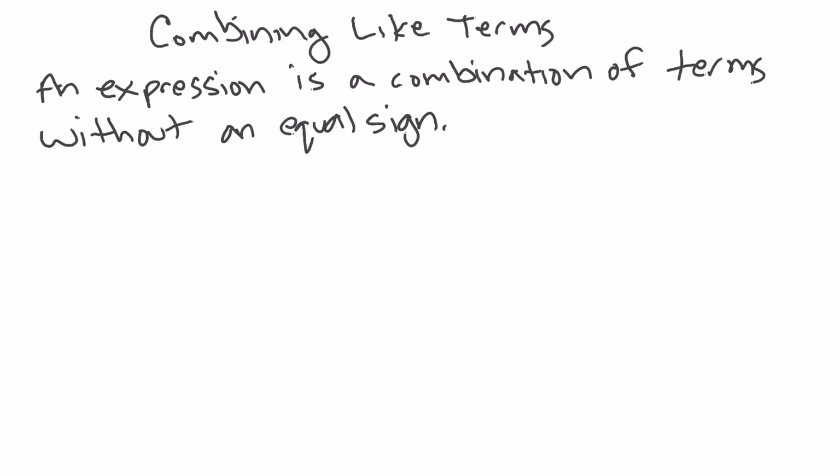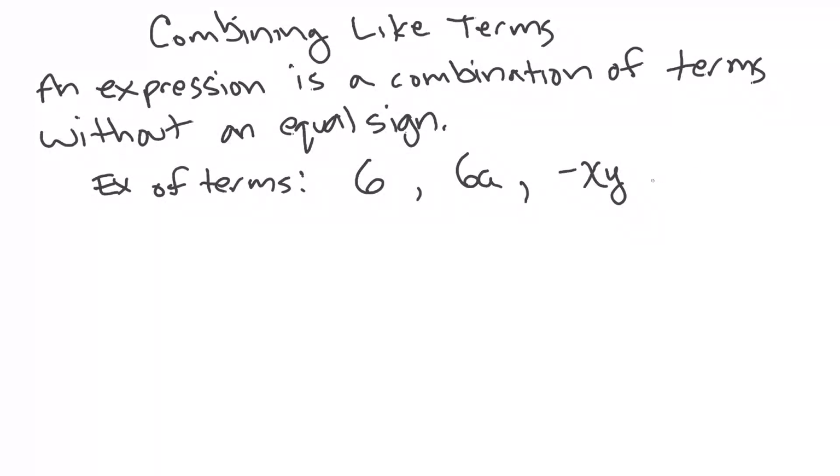Well, a term is basically a set of symbols put together that actually makes sense for something. So an example of terms: 6 is a term. You could have 6a. You could have negative xy, right? Or you could have something like 4b squared. And there are some really essential components to a term, particularly when they have variables and numbers put together.